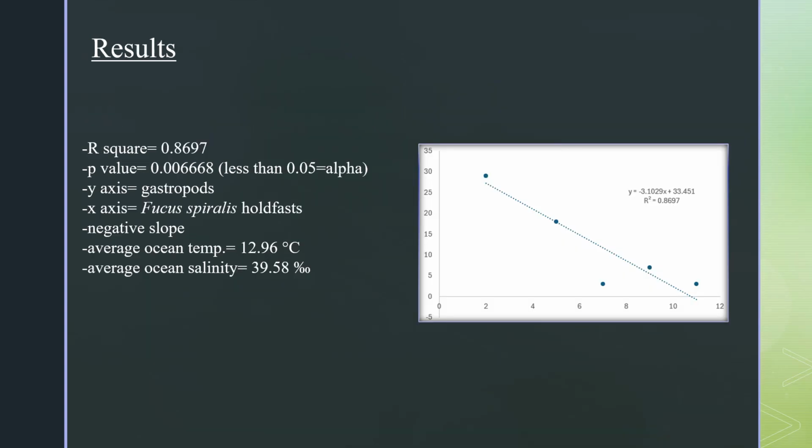Okay, so here are my results. That is my regression analysis. It had an R-square value of 0.8697 and a p-value that was less than 0.05, at 0.006668. The y-axis is the gastropod number, the x-axis is the holdfast number. As you can see, it's a negative slope, and the average ocean temperature between the beds was 12.96 degrees Celsius, and the average ocean salinity was 39.58, and I believe that's parts per million.